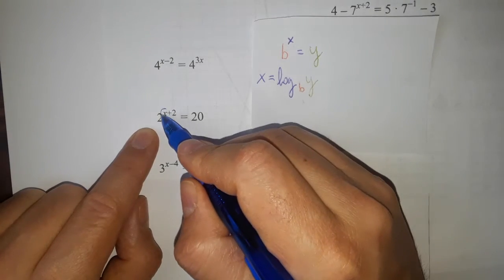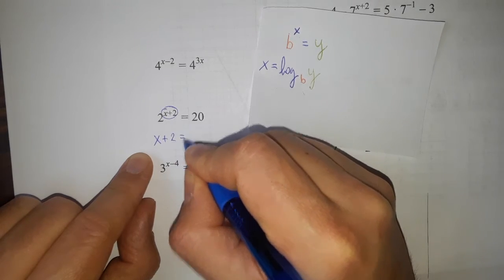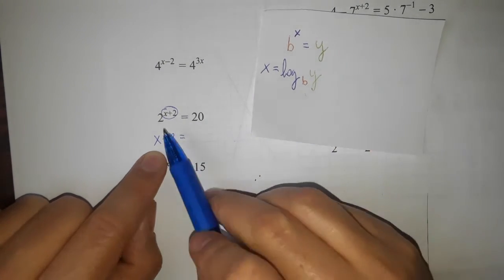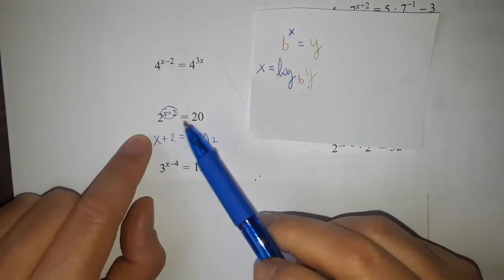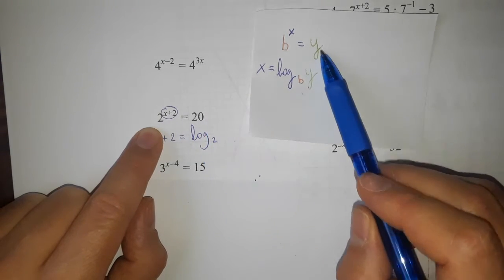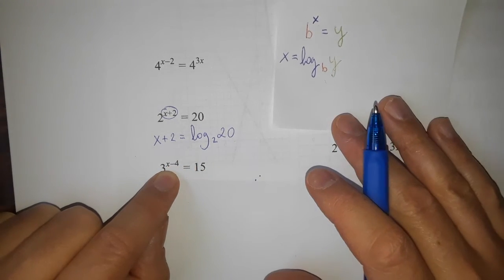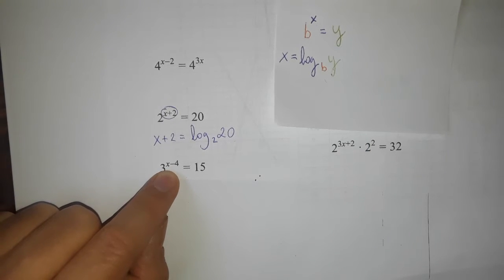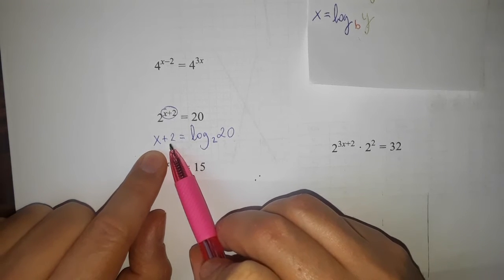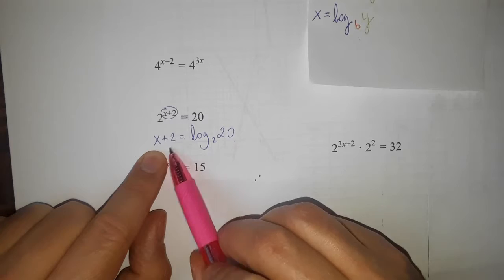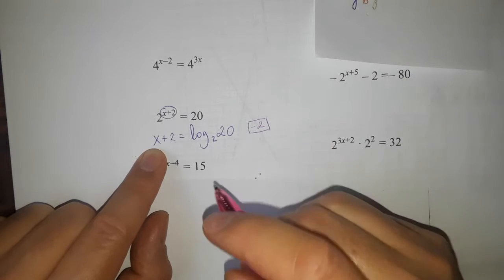So instead of x, we're gonna write x plus 2, and then the base is 2, right? The base is 2, so we're gonna write log base 2, and then whatever we have on the other side, the y, I'm gonna just write it here, 20. Last thing to do, and be careful with that because a lot of students get confused about it: we have to get x by itself, so we're gonna subtract 2 both sides.